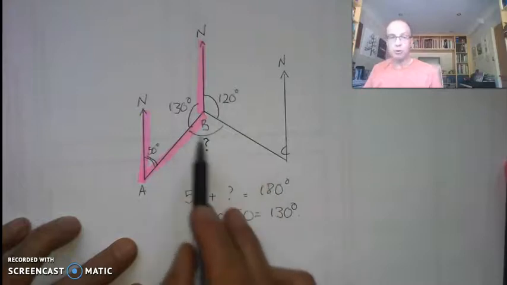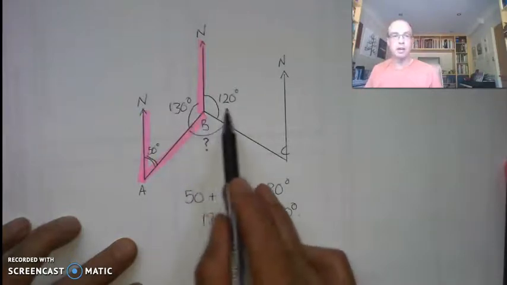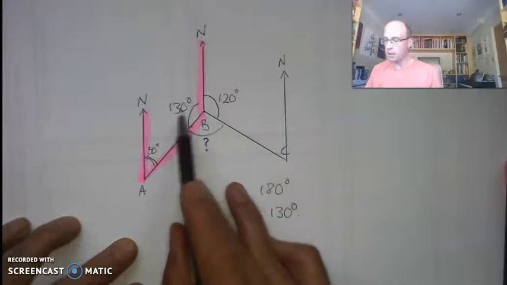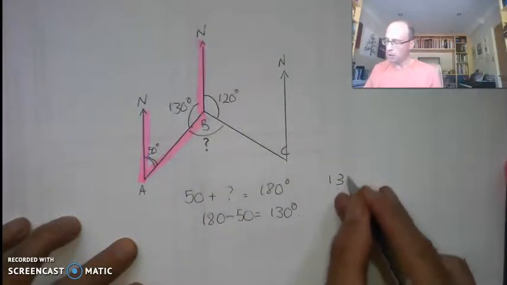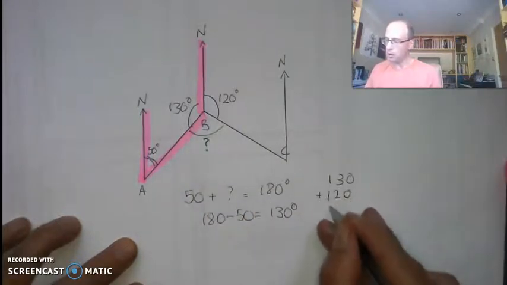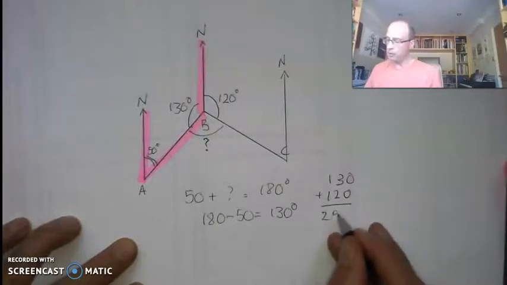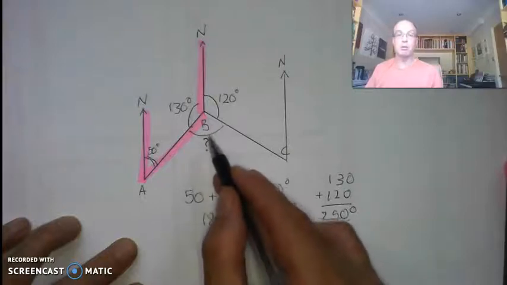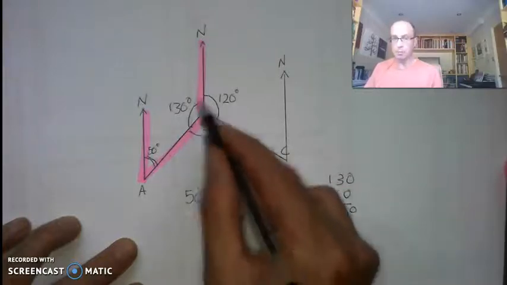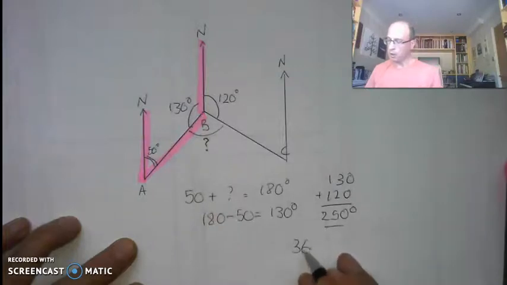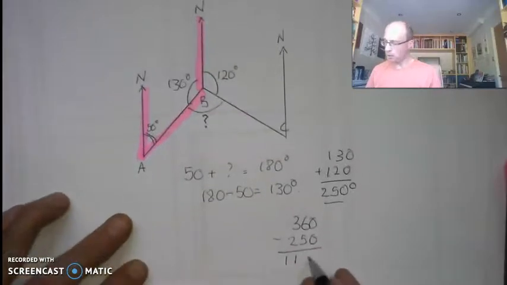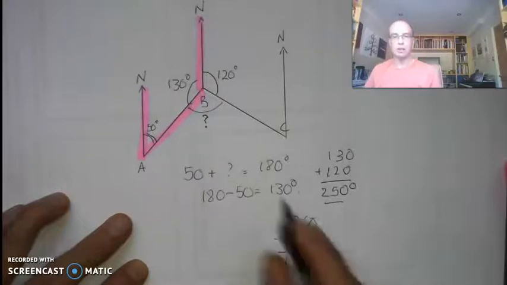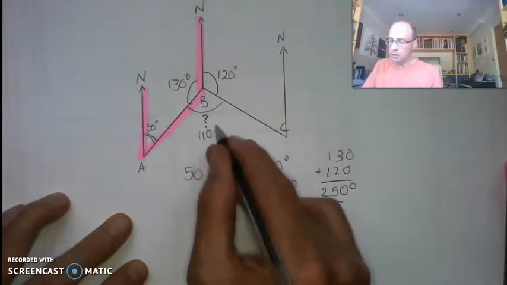So I've now got angles around a point. I've got 130 there, 120 there, so if I add those together, let's do it here just to make sure. 130 plus 120, that's going to give me 250 degrees. So the missing angle has got to take me up to 360 degrees, angles around a point. So 360, I'm going to take away 250, that's going to leave me 110 degrees. So the missing angle is 110 degrees.